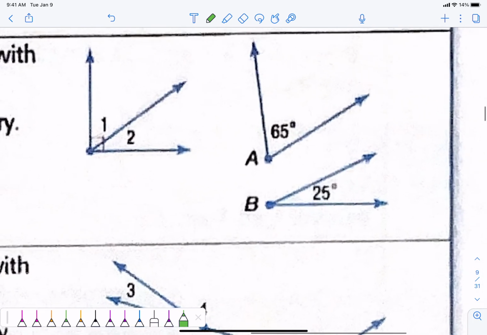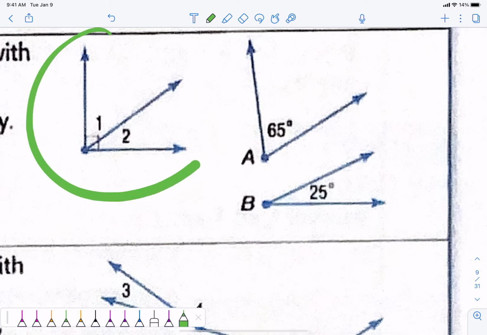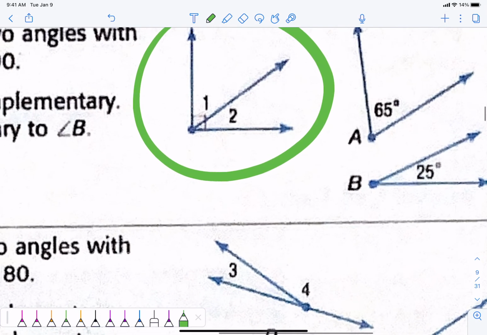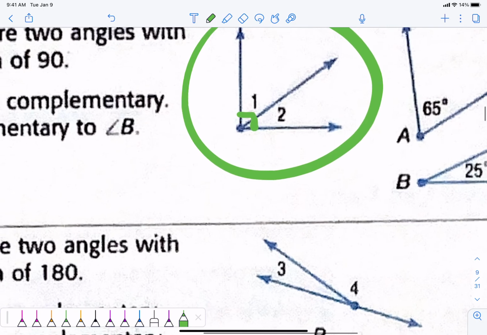Let's look at the examples here. So they have these two right here. How do I know that angle 1 and angle 2 in that case add up to be 90? There's the square, because there's the box in the corner. So angle 1 and angle 2 are complementary.